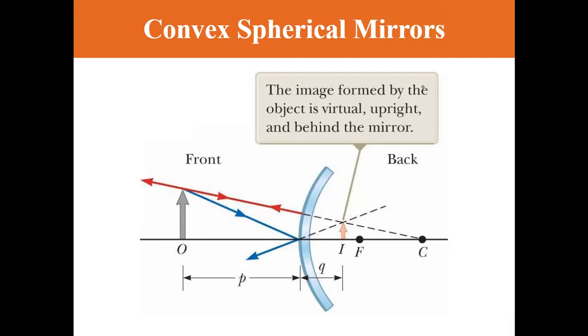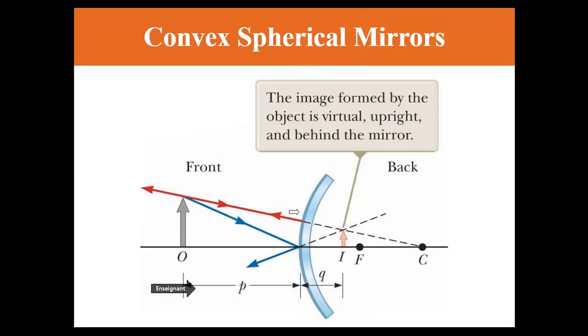Images form where the reflected rays meet. So in the case of a convex mirror, the reflected rays are the red one here coming out towards the left and the blue one coming downwards to the left. They don't actually merge, but they appear to have merged behind the mirror. And this creates a smaller image. So this is what happens when you look at the backside of the spoon.